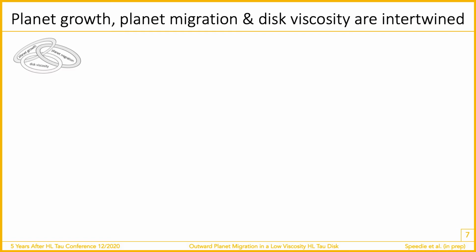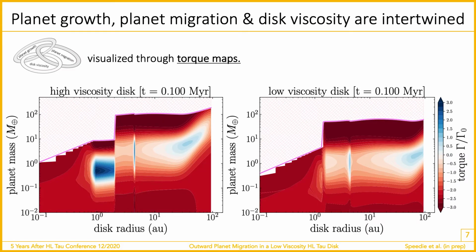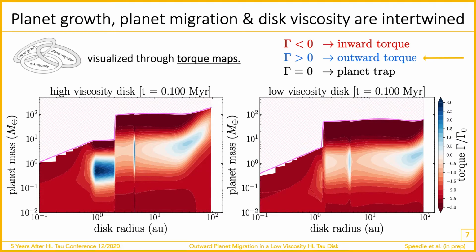One of the key tools that we use to understand how planetary growth and migration are intertwined is something called a torque map. So as a function of orbital radius and planet mass, we can visualize the magnitude and the direction of the torque exerted on a planet by the disk. Red regions here correspond to inward directed torques and blue to outward directed torques. So we're very interested in the conditions for outward torque. White regions correspond to planet traps, regions where a planet's migration is halted and subsequently its semi-major axis only changes if the planet trap itself moves inwards or outwards.